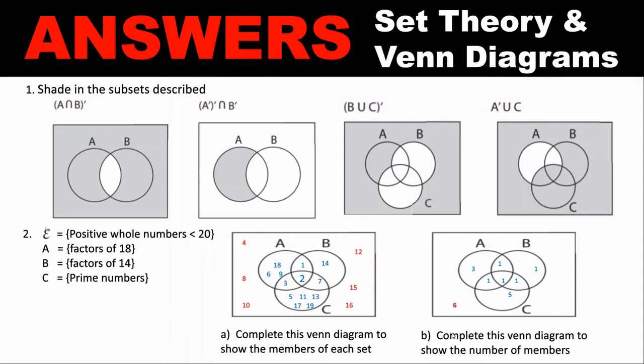So let's just double check that. If the universe represents all positive whole numbers less than 20, so not including 20, how many values should there be in the universe altogether? 1 to 19, that's 19, right? Checking that, that's 6 plus 3 is 9, 10, 11, 12, 13, 14, 19. 19 values altogether. Well done.